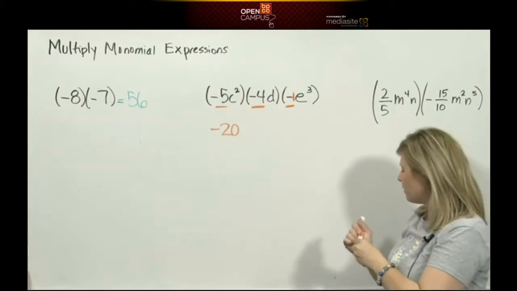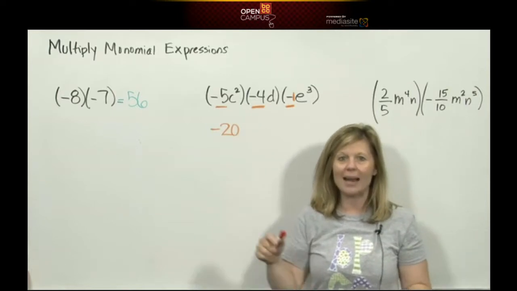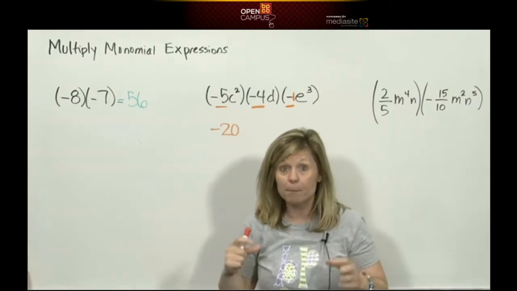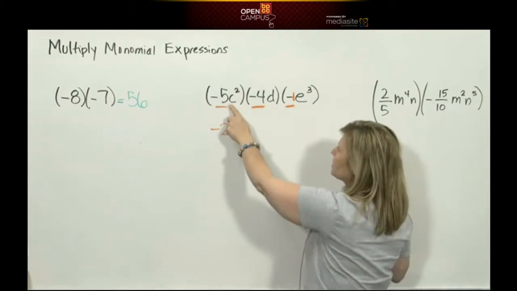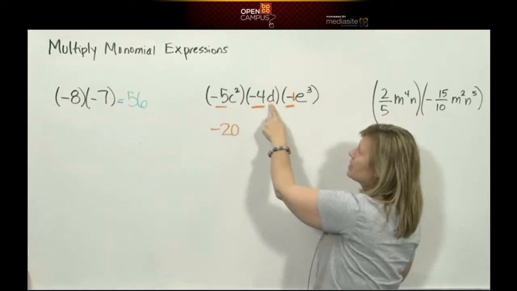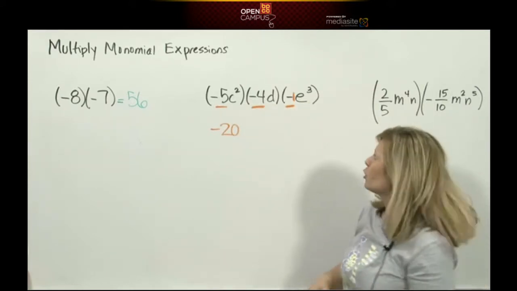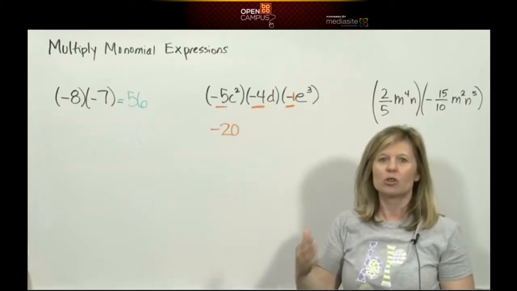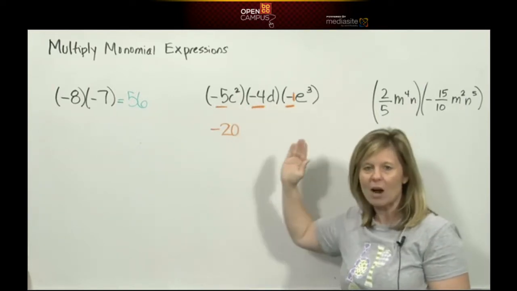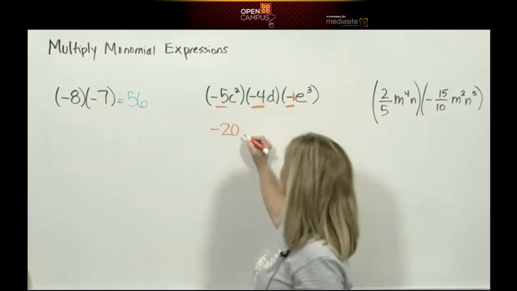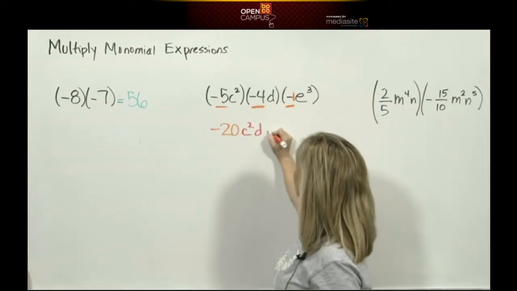Now we're going to multiply the variables. The rule is when you multiply letters, you add exponents, as long as the bottoms, the letters, the bases are the same. This base is C, this base is D, this base is E. They are not the same. So there's no adding exponents. So the way you show you're multiplying a C to a D to an E is you just write those letters in alphabetical order.